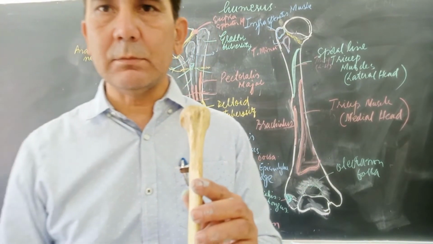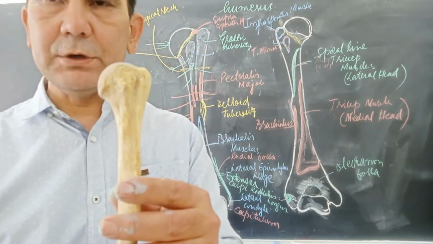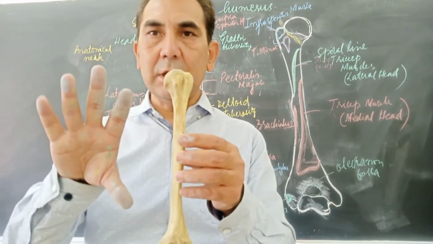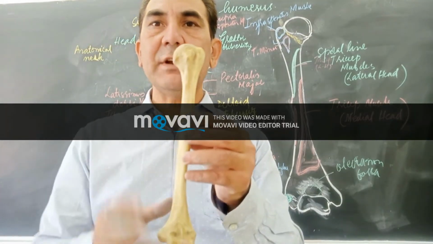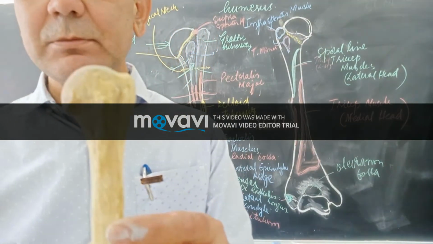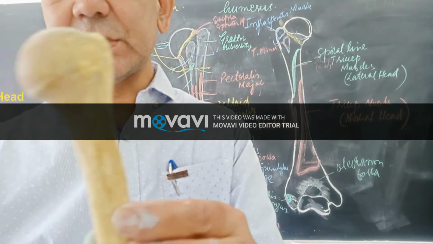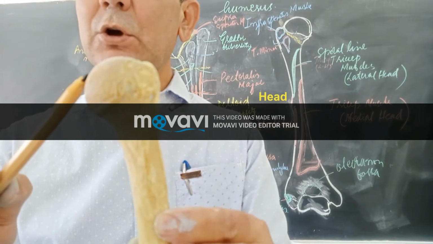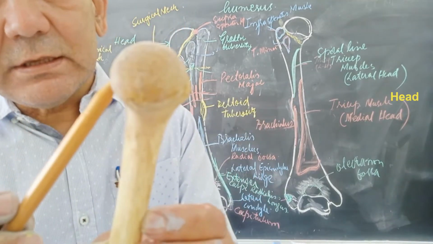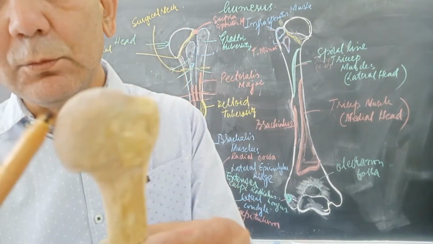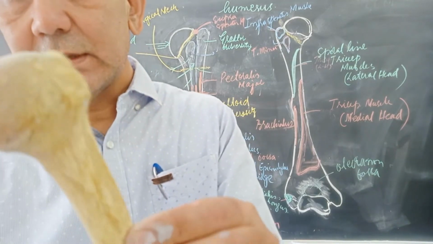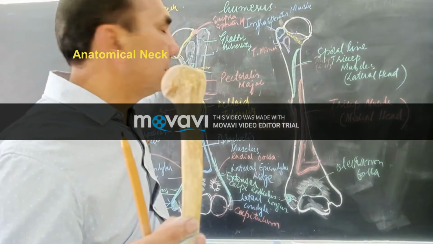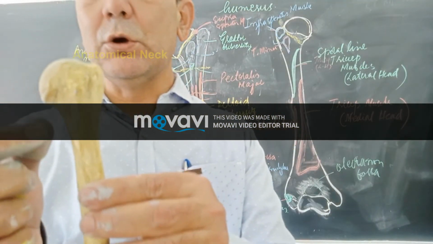Now we will learn about the features. We will start. The long bone has three portions: the upper extremity, the shaft, and the lower extremity. In the upper extremity, this one is rounded in structure. This rounded structure is the head of the humerus bone. Just at the side of the head of the humerus is a neck-like structure. This is called the anatomical neck of the humerus bone.